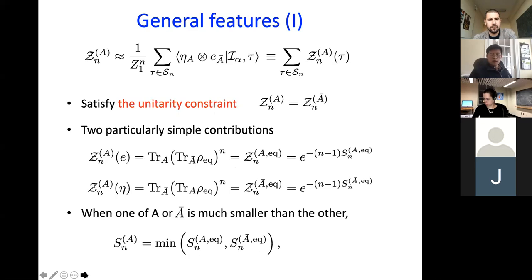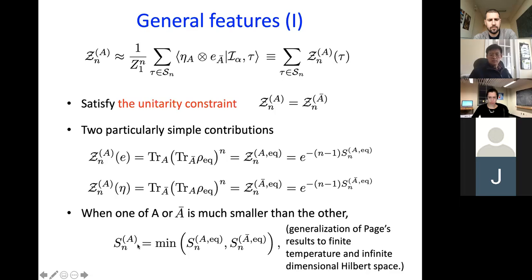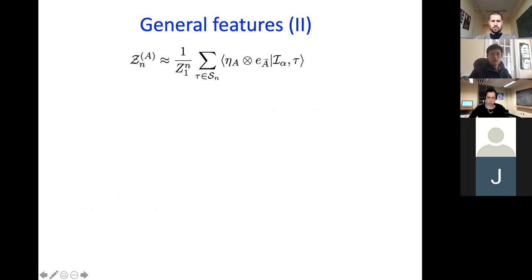So this is the generalization of the Page result to finite temperature. There was a famous Page result before, when A or A bar is much smaller than the other, for a finite dimensional Hilbert space, say at infinite temperature. This is a generalization of the Page result to finite temperature or infinite dimensional Hilbert space. This is very intuitive.